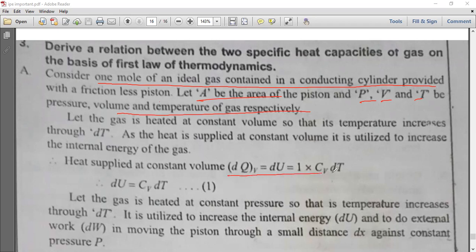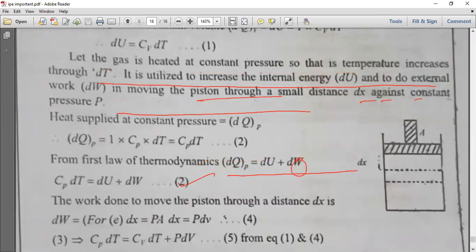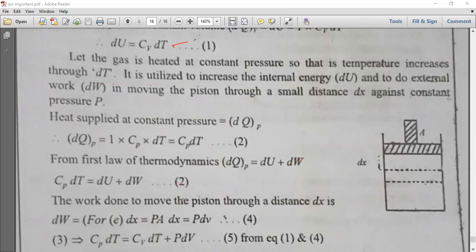Now at constant volume, what will you get? dQV is equal to dU is equal to 1 into CVdT, because n is 1, since 1 mole of gas we have considered. So therefore 1 into CVdT, and that's why dU is equal to CVdT. Right. Next one, now the gas is heated at constant pressure. We will get dQp, which is 1 into CPdT, that is CPdT. So first you find dU is equal to CVdT, then dQ is equal to CPdT.